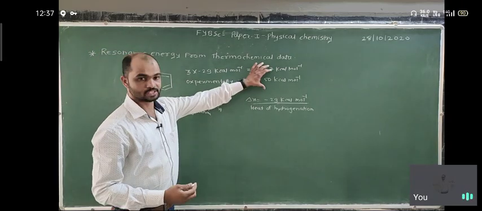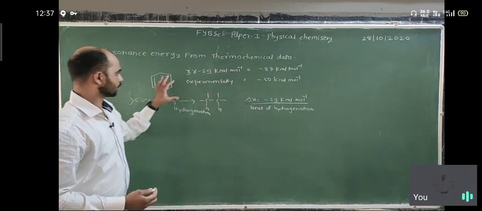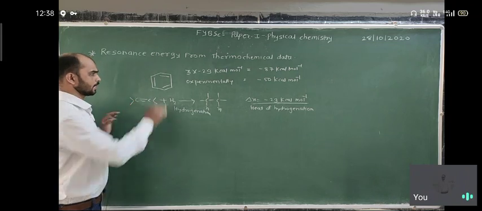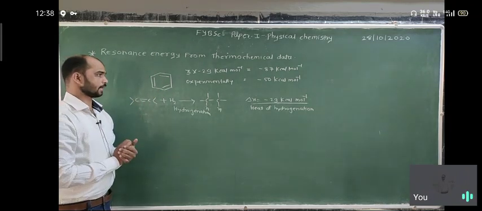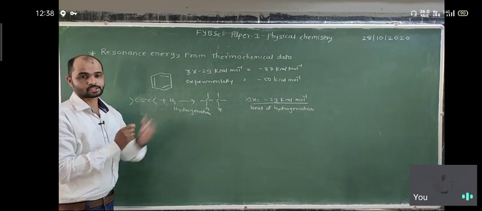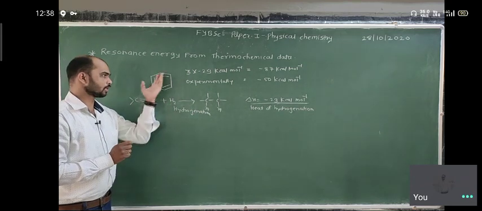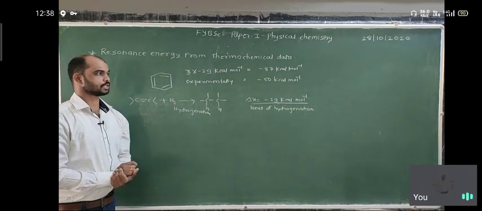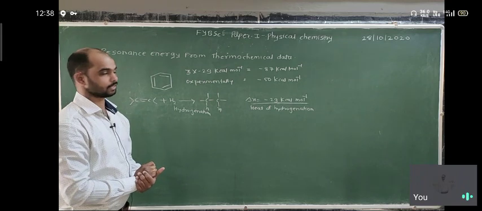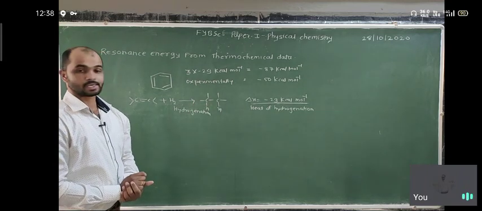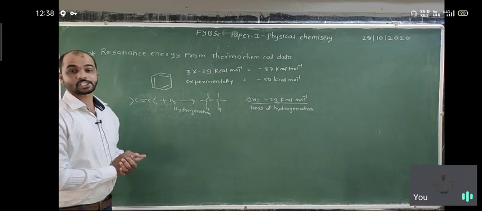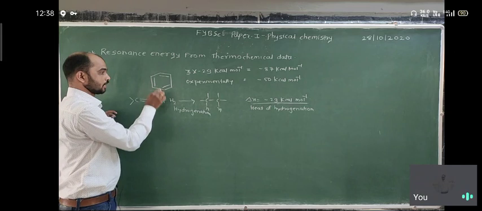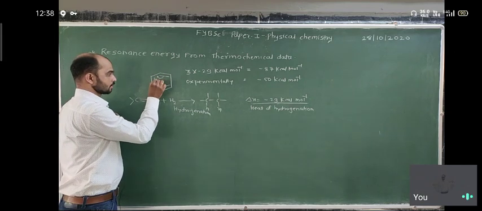That means there is a difference between the two energy states. If we consider all the bonds localized, with no delocalization of bonds, then every bond should undergo a hydrogenation reaction. If all the bonds undergo hydrogenation, we expect minus 87 kilocalorie per mole as the energy. But here the energy is minus 50 kilocalorie and benzene does not undergo addition reactions. That means there is no addition here, so the bonds are delocalized.